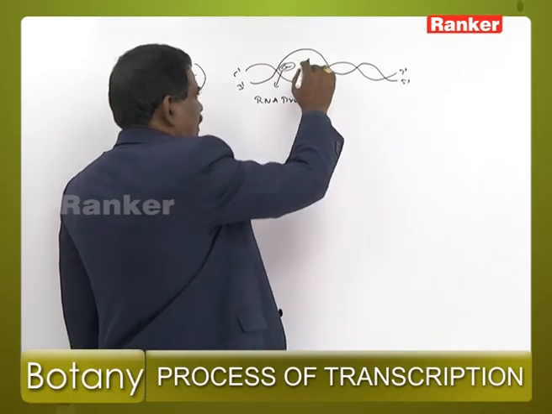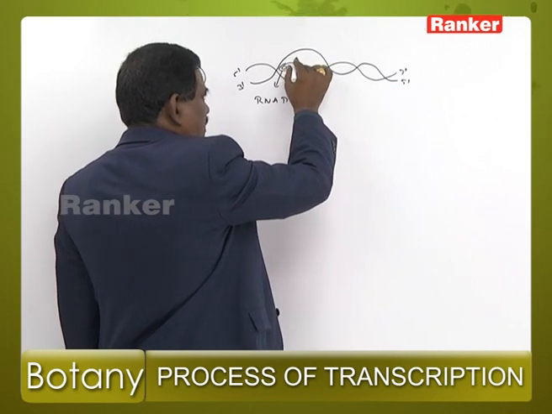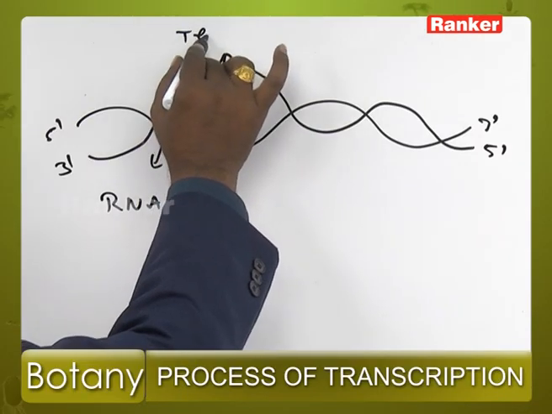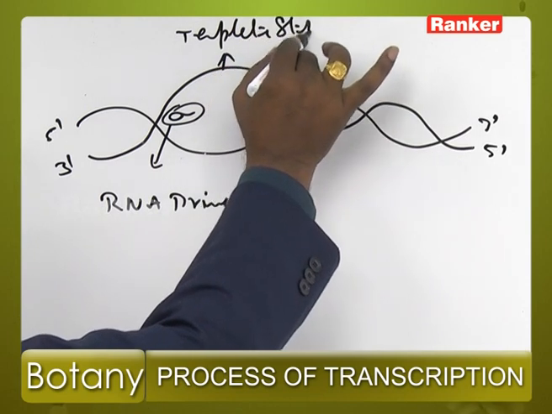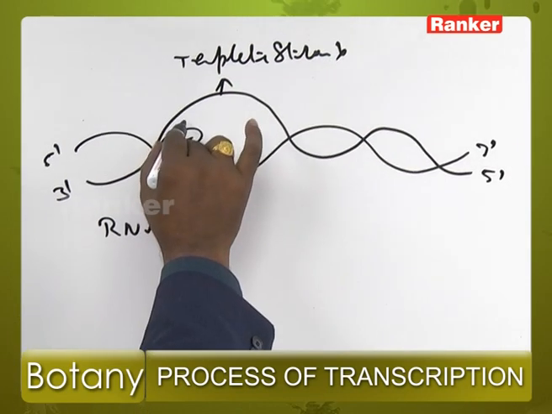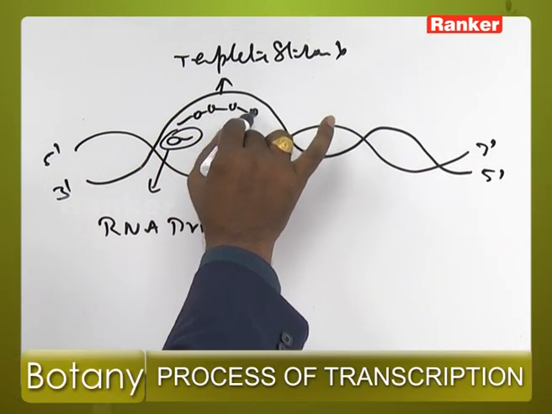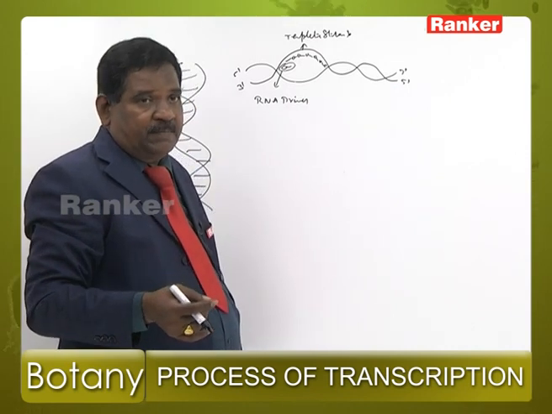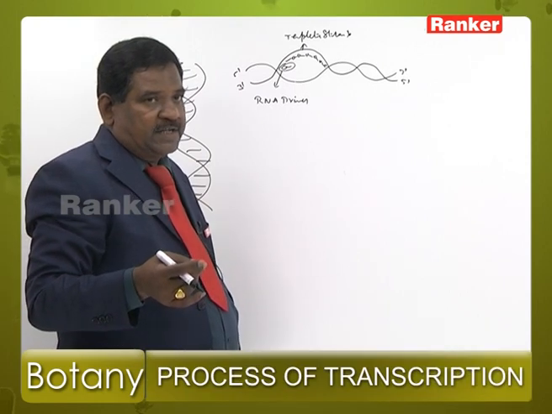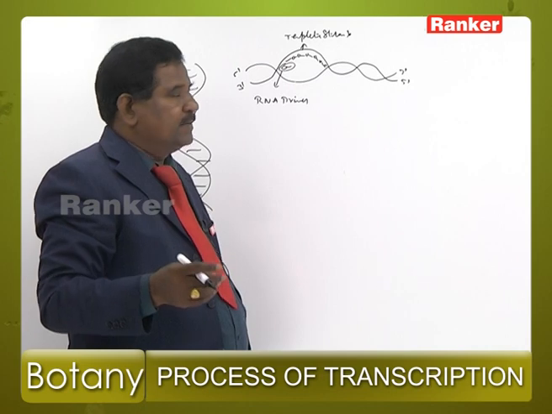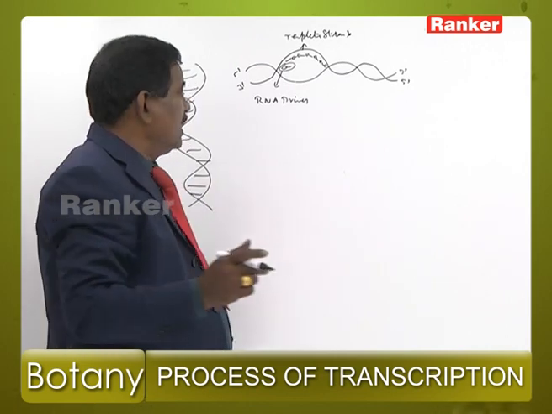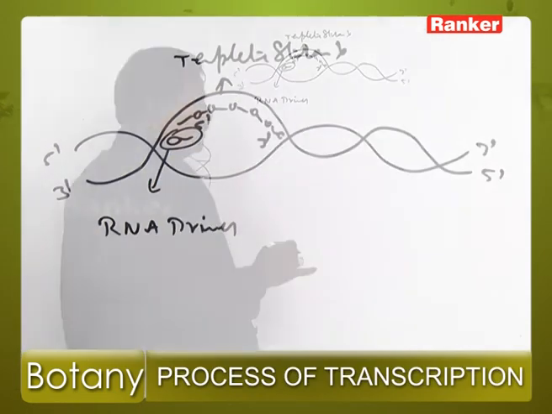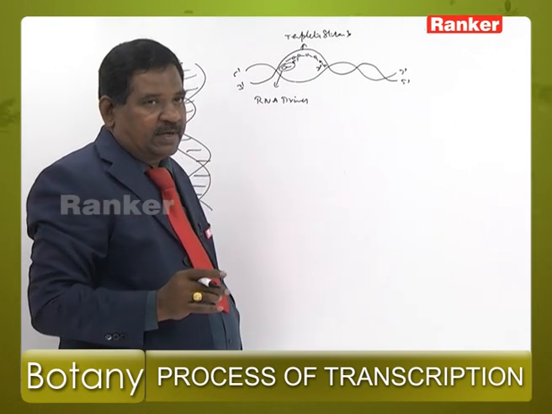Now, according to the code sequence present on the template strand, nucleotides are attached to one another; that is the polymerization of nucleotides. So, a chain of RNA is formed in the 5' to 3' direction only.